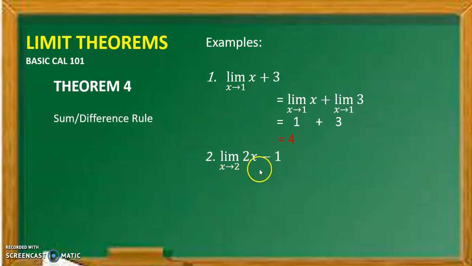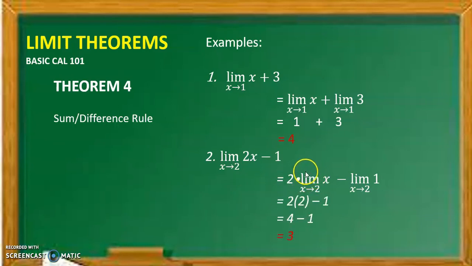So paghihiwalayin lang natin ito, limit na yan, taas limit nito. But by applying, kung mapapansin niyo to, the constant multiple rule. So ilalagay natin sa harap, that means 2 times the limit of x when x approaches 2. And ito, the limit of 1 when x approaches 2. So ito, madali lang natin makuha by applying on this and this limit.